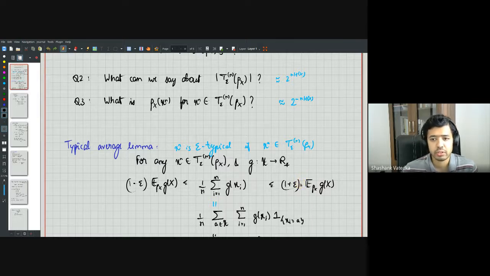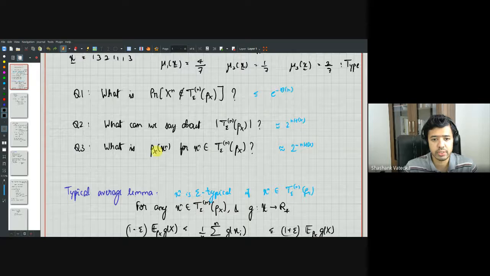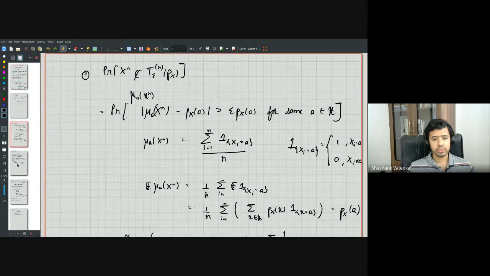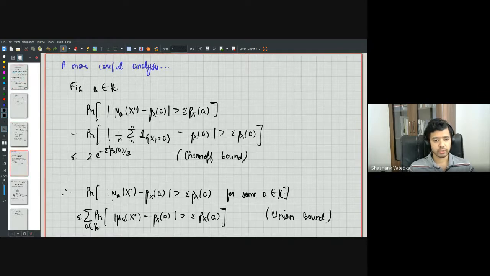Okay, so I will not prove these 3 statements exactly over here, because I'll prove it in a slightly more general setting. We look at pairs of sequences and jointly typical sequences, and the calculation for individual sequences basically is almost identical. Okay, so what we want to see is the following.